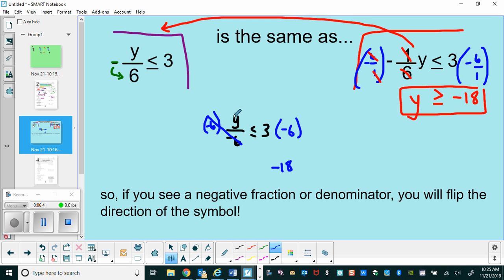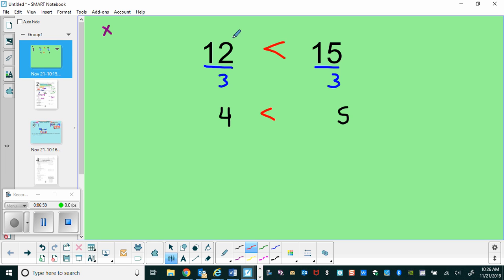And this cancels out. Here's our y. And we need to flip our symbol here so y is greater than or equal to the negative 18. So if you see a negative fraction or a negative denominator, you'll definitely be flipping the direction of your symbol. And again, when you multiply on both sides, it switches the direction. That was what we had said on this part of the video here.